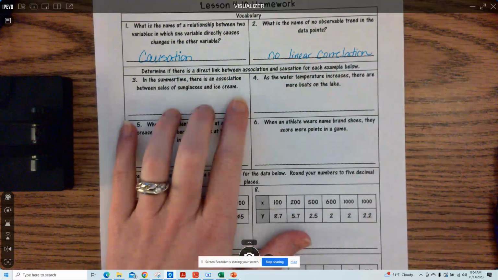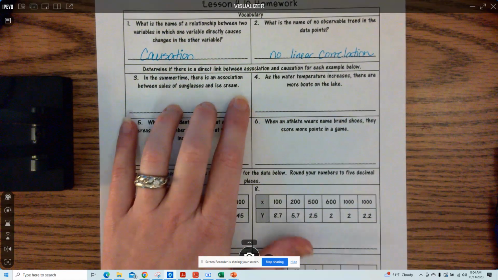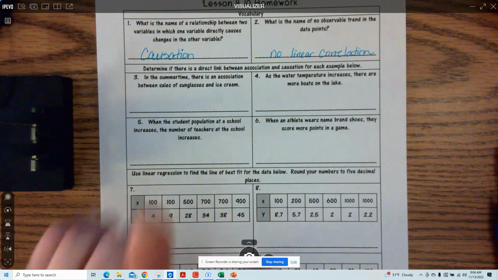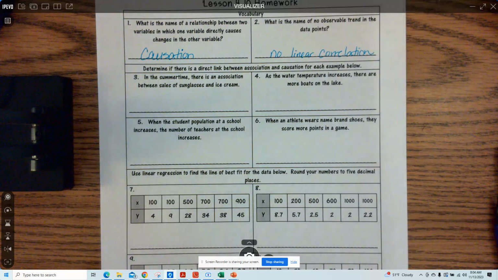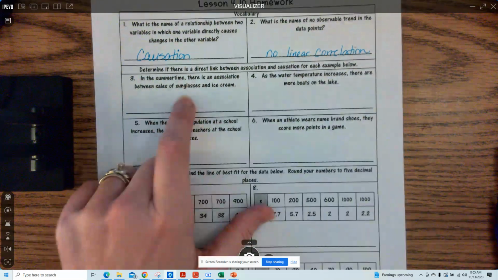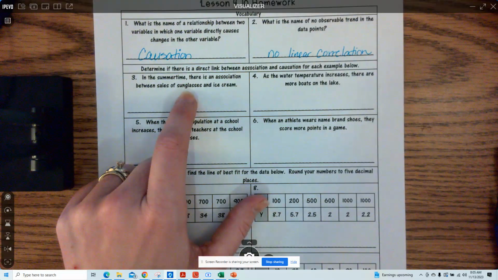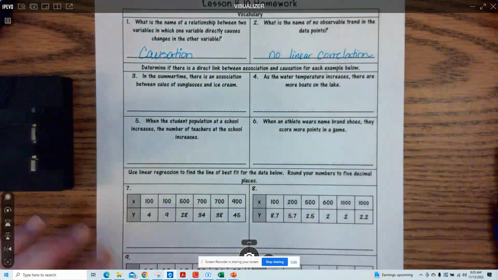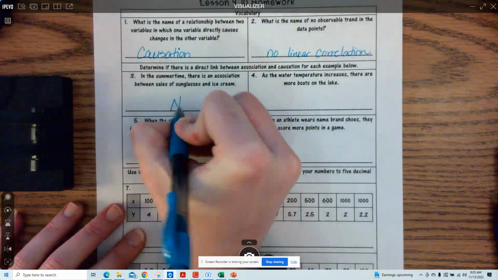Okay? So number two, in the summertime, there's an association between sales of sunglasses and ice cream. So association is people are buying more sunglasses at the same time people are buying more ice cream in the summer. Causation is if you buy a pair of sunglasses, does that mean you have to buy an ice cream? No. So there's no causation there.